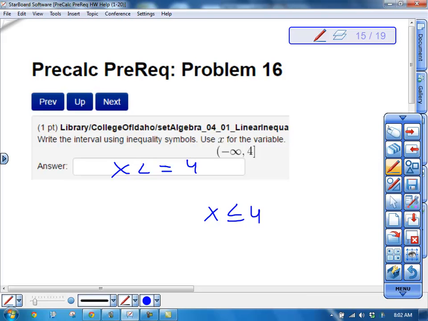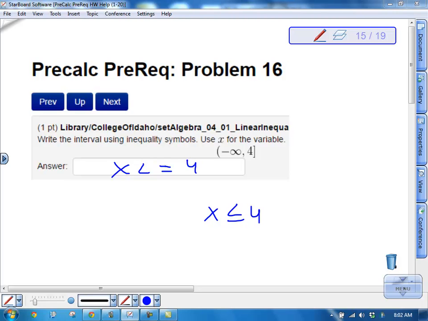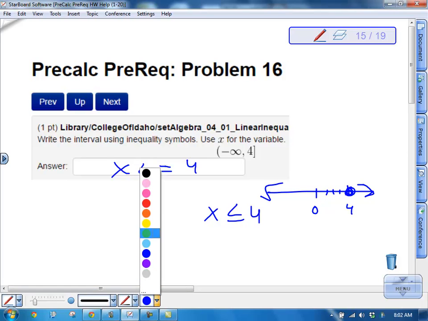It means basically that we're going 4 on down. So if you look at a line graph of this, here's 0, 1, 2, 3, 4 is right here. We're including 4 because this is a closed bracket, and then we're going all the way to the left, all the way down to negative infinity. So it's all these numbers right here, less than or equal to 4. That's what this means. This is interval notation, this is inequality notation, and this is the line graph.